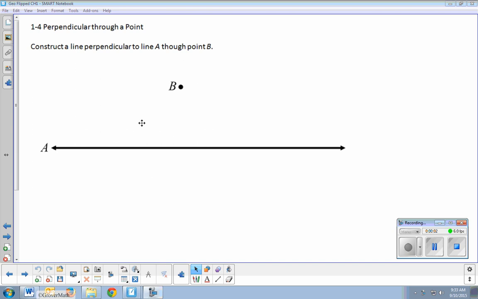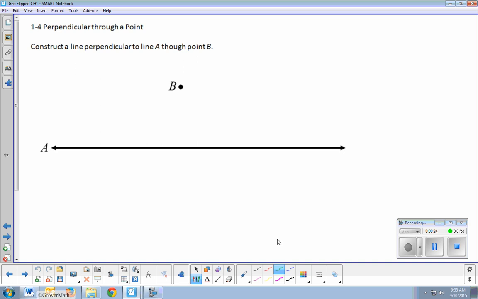Common Core geometry, perpendicular through a point construction. This is our fourth video in this chapter so far. The previous one was constructing a perpendicular bisector. It's where you cut a line in half with a perpendicular line. You found the midpoint and so on. Well, this is another perpendicular construction, but it's perpendicular through a point.